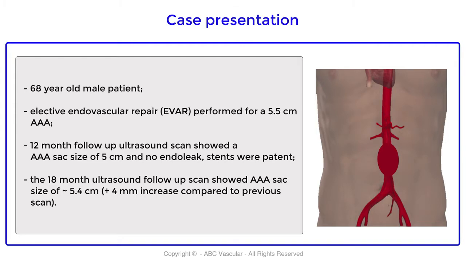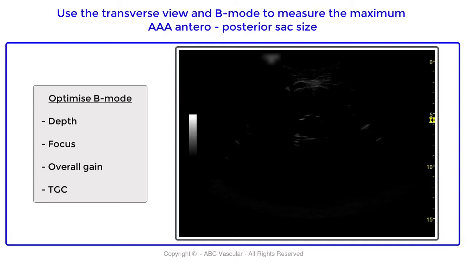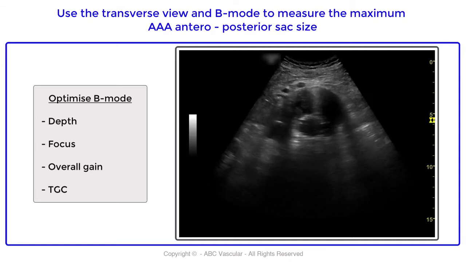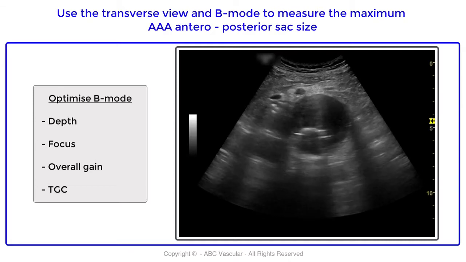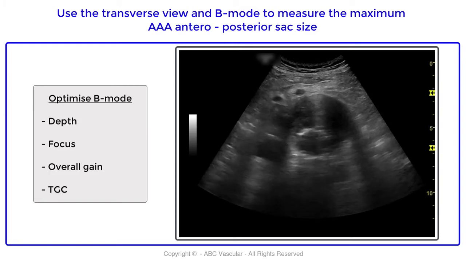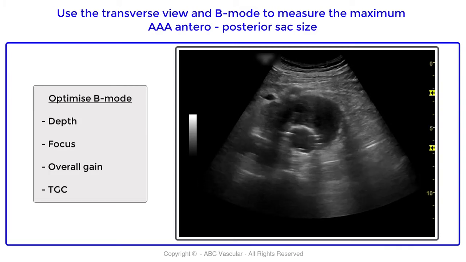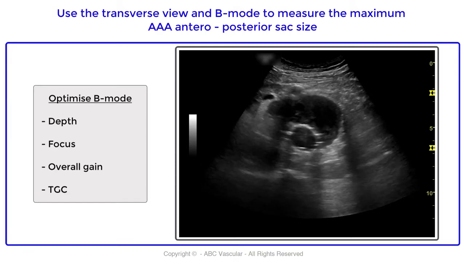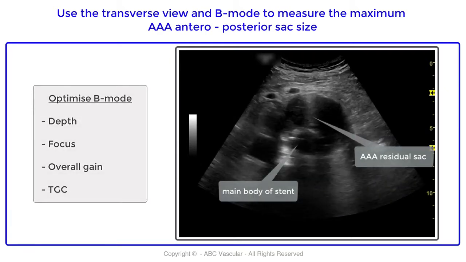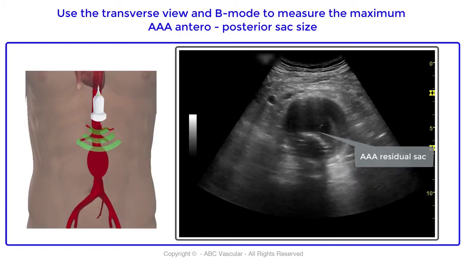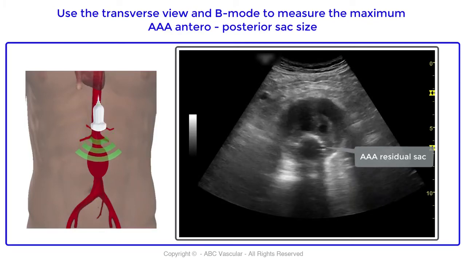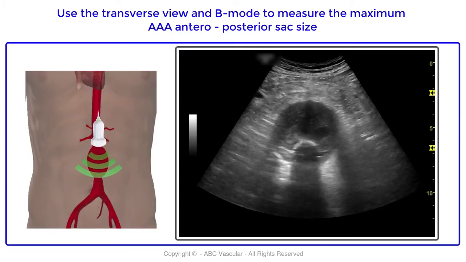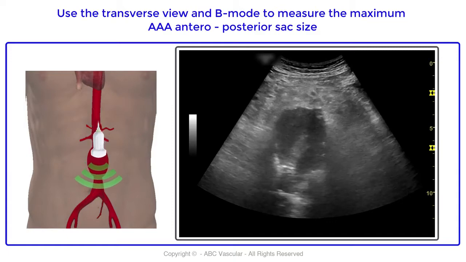The first step to perform when examining an endovascular repair for abdominal aortic aneurysm is to perform a B-mode overview of the endovascular repair. First of all, we need to optimize the image, therefore optimize all the B-mode parameters, and then we can move the transducer across the abdominal aortic aneurysm to identify visually the largest aortic diameter.